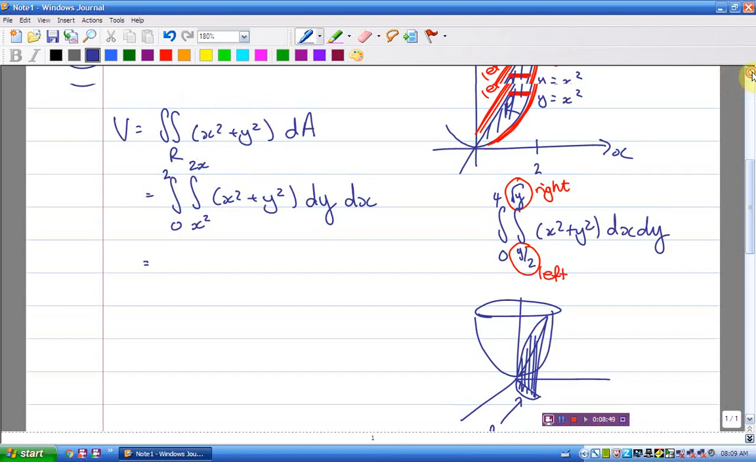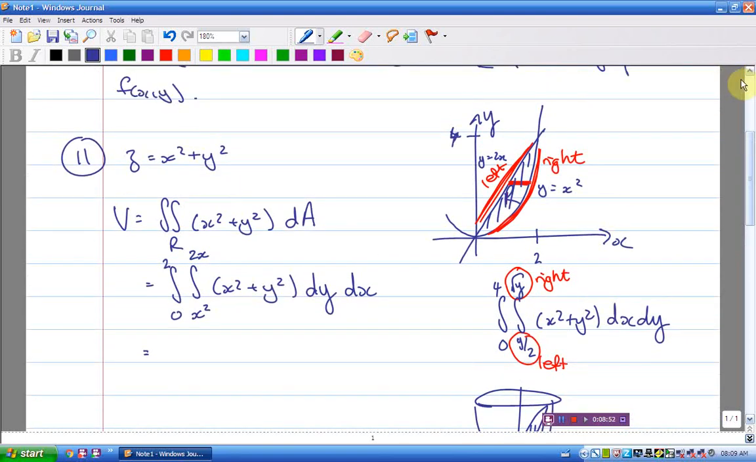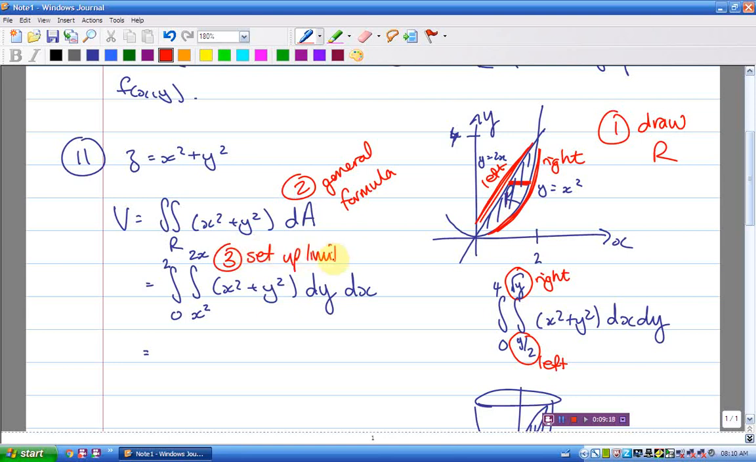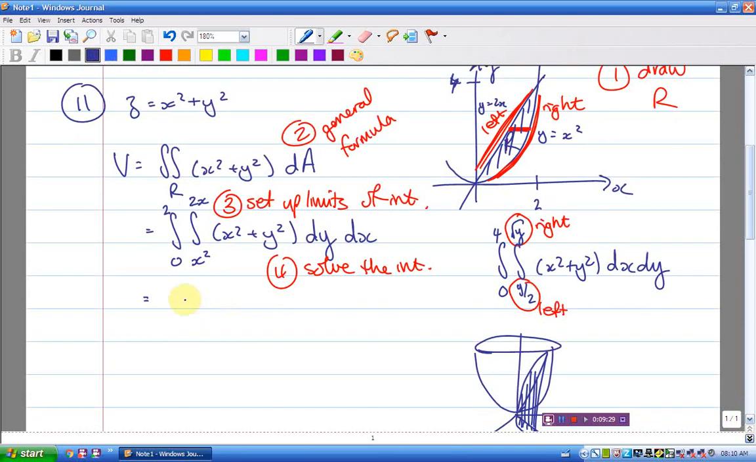So let's have a look. What was the first thing I did? Well, I suppose the first thing I did was write down z equals x squared plus y squared, but that's just me jotting down notes. The first step is draw the diagram. Draw R. And then the second step is set up the general formula, which you could write before knowing what R looked like. Then step 3 is set up the limits of integration. And then step 4 is actually do the integral. Solve the integral. So let me just finish that, and then if people have more questions, we can talk about it.